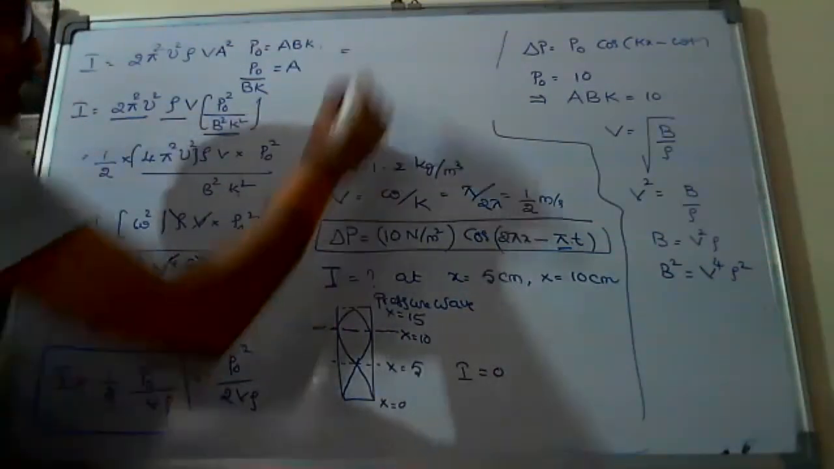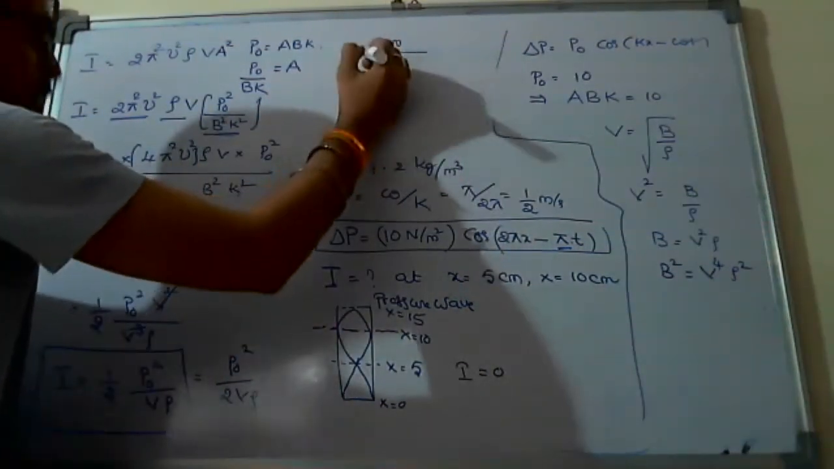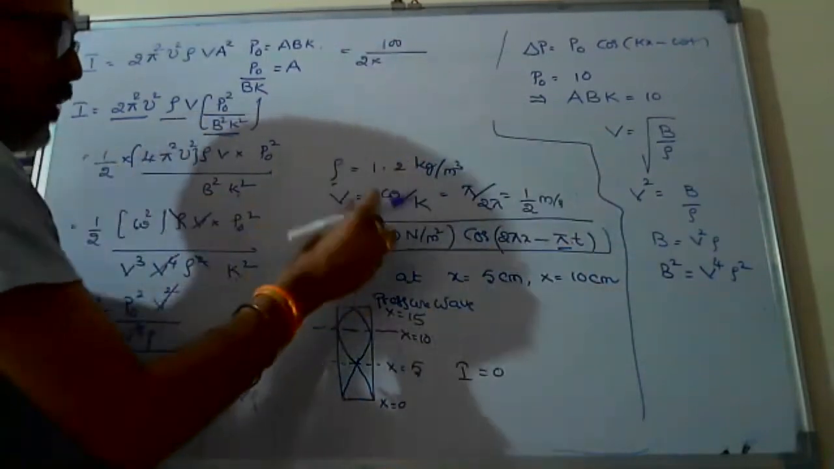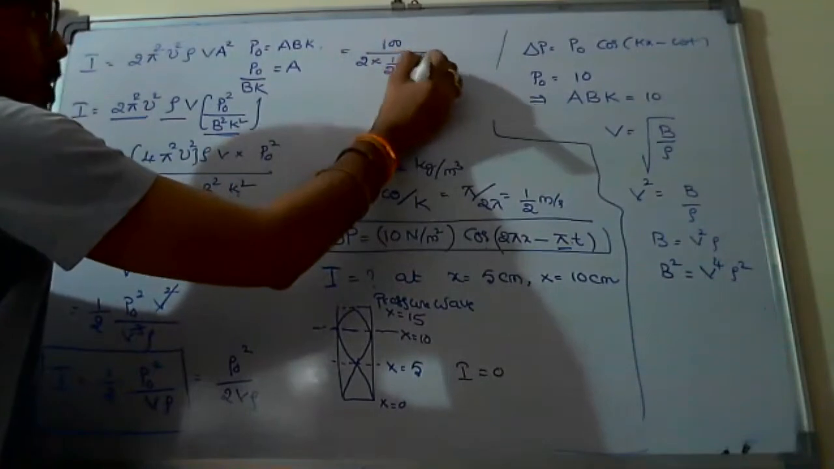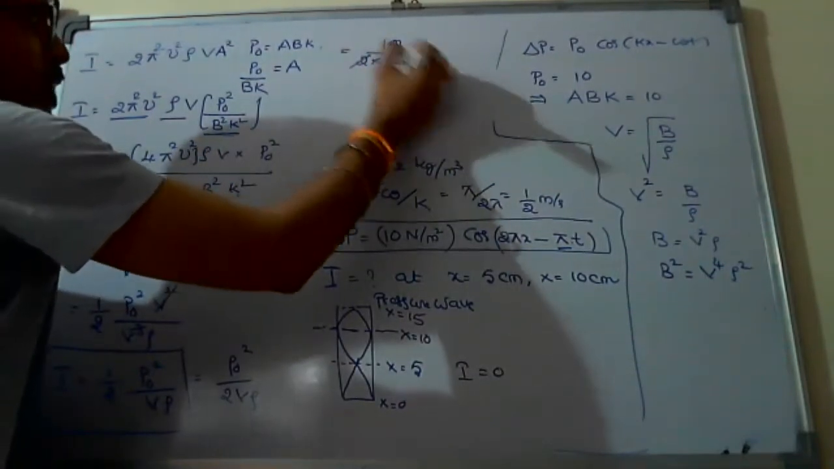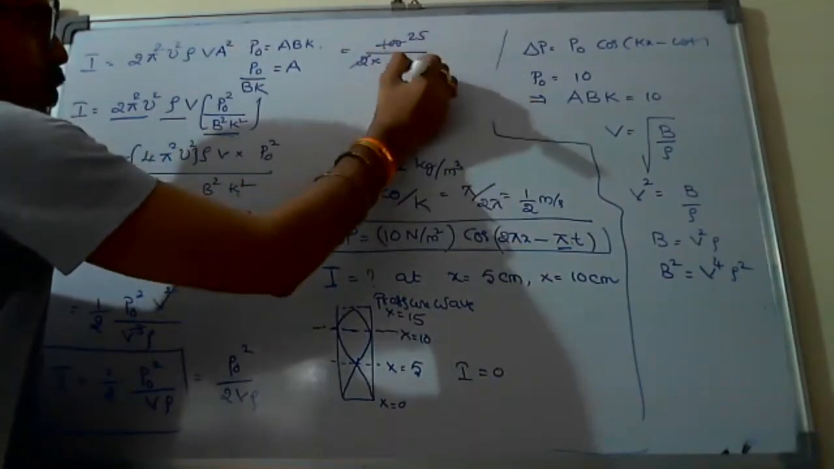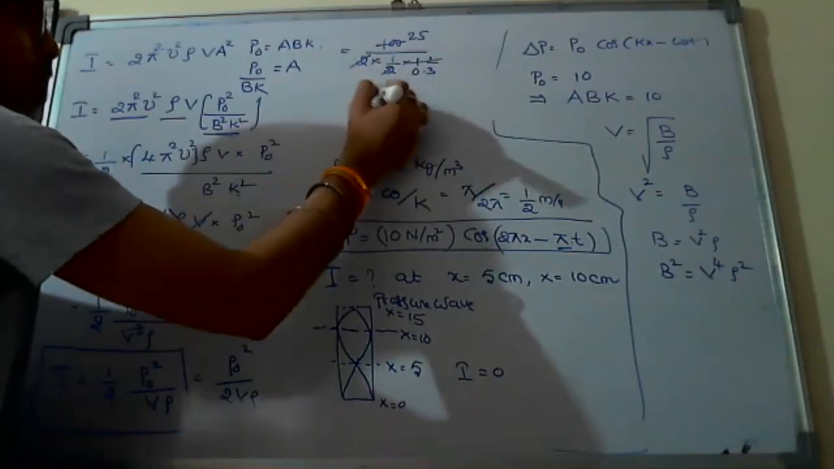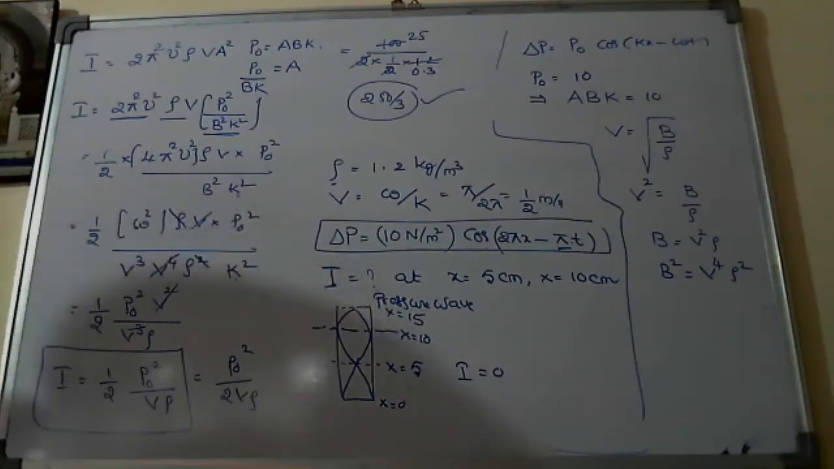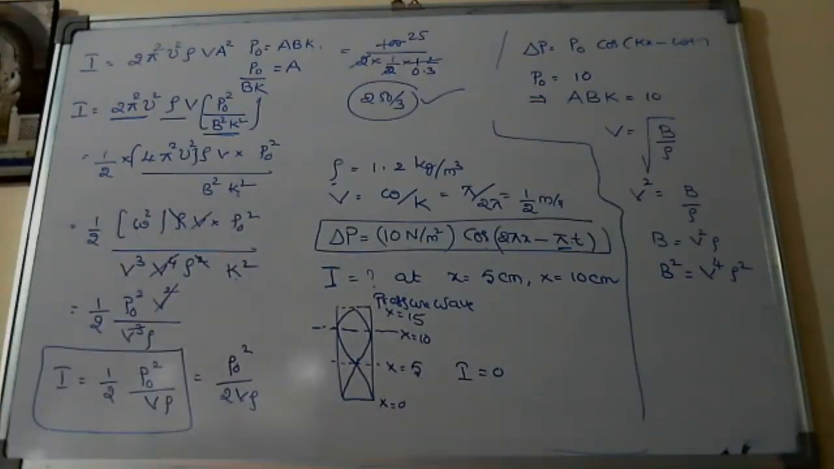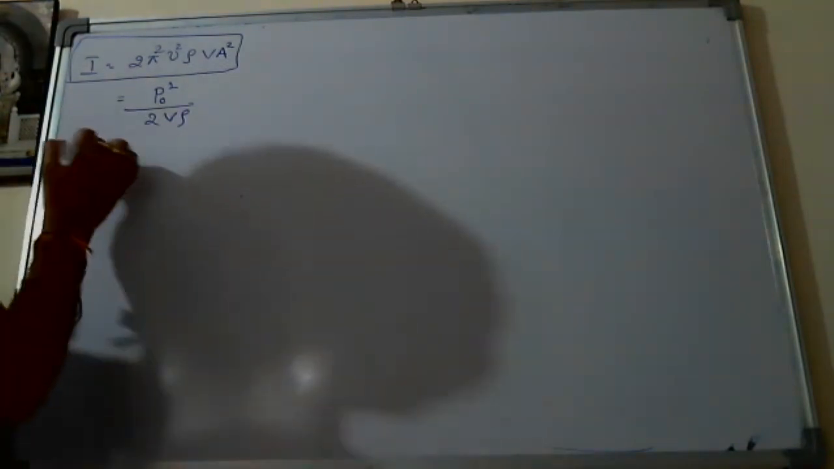P naught square is 100 by 2. V is 1 by 2, 0.5, and rho into is 1. Right. Now here we get 250 by 3. Yeah, you are right. Okay, that is 250 by 3. Good. This is it, if we start the beats concept after completing this one.